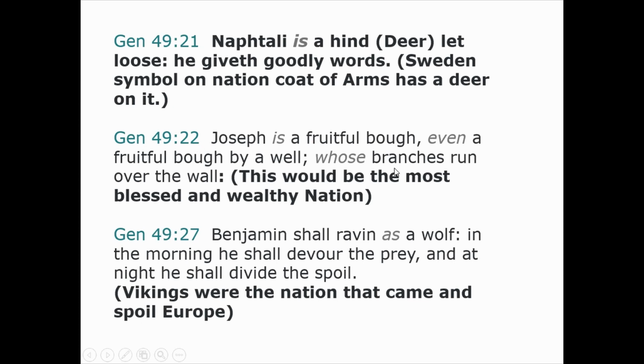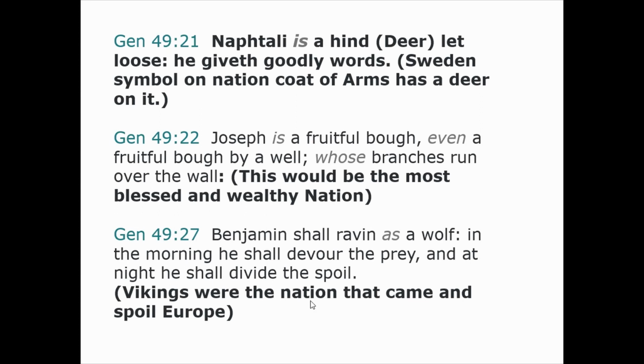Now, Joseph was to be a fruitful bough that was very fruitful. Its branches would go over the walls. It would be the most blessed and wealthy of the tribes. And our nation represents Ephraim today.